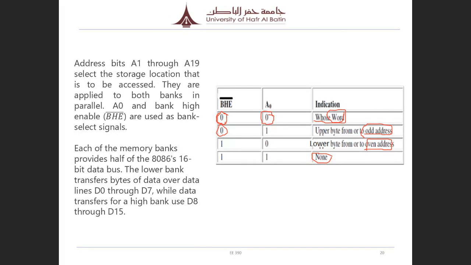Is it okay? Do you understand this one? What is called bank high enable? What is the function of bank high enable? It works with A0 to activate the odd address and even address memory banks. Clear? Is it okay? If you have a question, ask me.